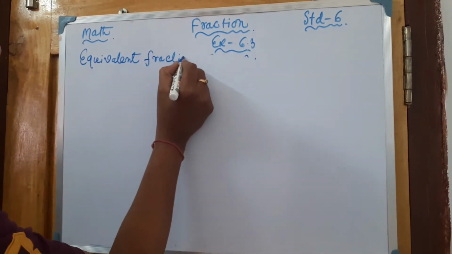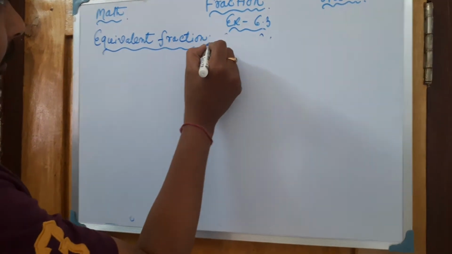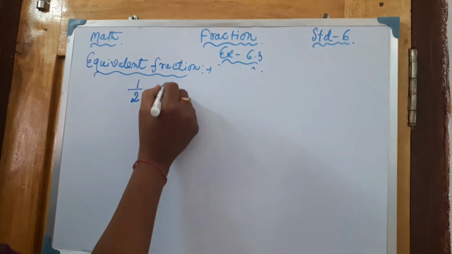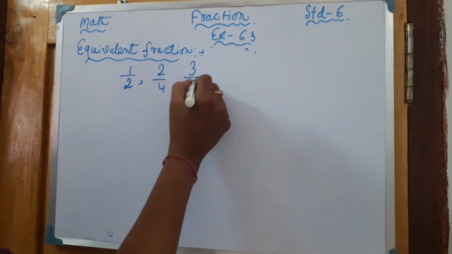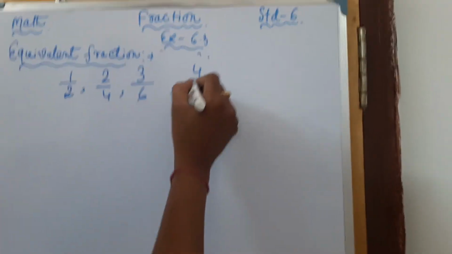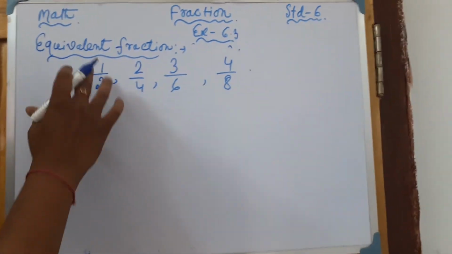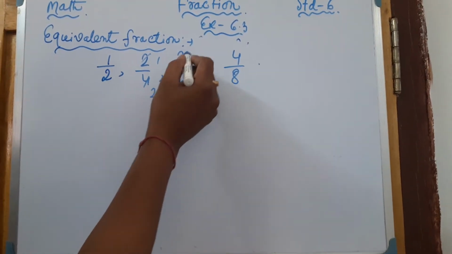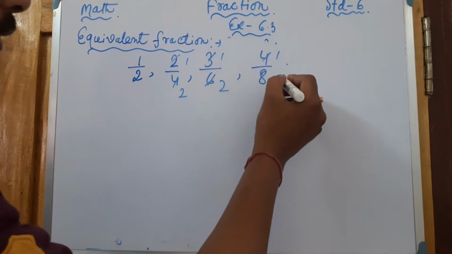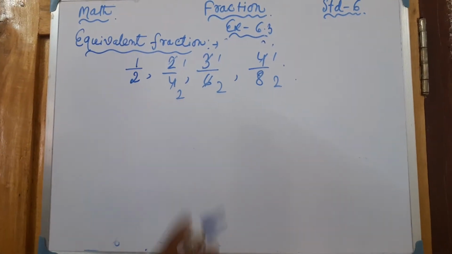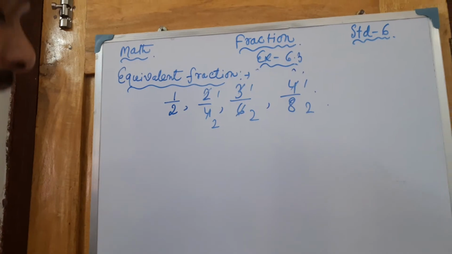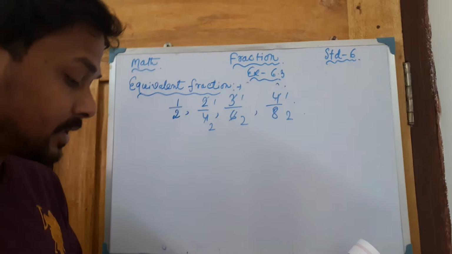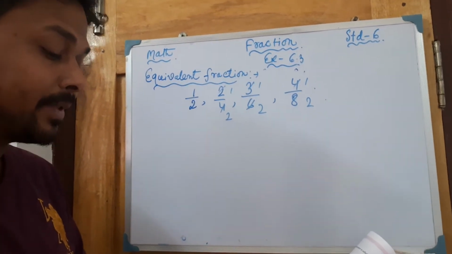Suppose you will write down the equivalent fractions, then I'm just taking the example from here: if you write down 1 by 2, 2 by 4, 3 by 6, isn't it? 4 by 8. If you check them, they are all just half, isn't it? This one is also half, this one is also half, this one is also half. So this type of fractions which have the same value are known as equivalent fractions. So the definition is: two or more fractions are called equivalent or equal if they have the same values.